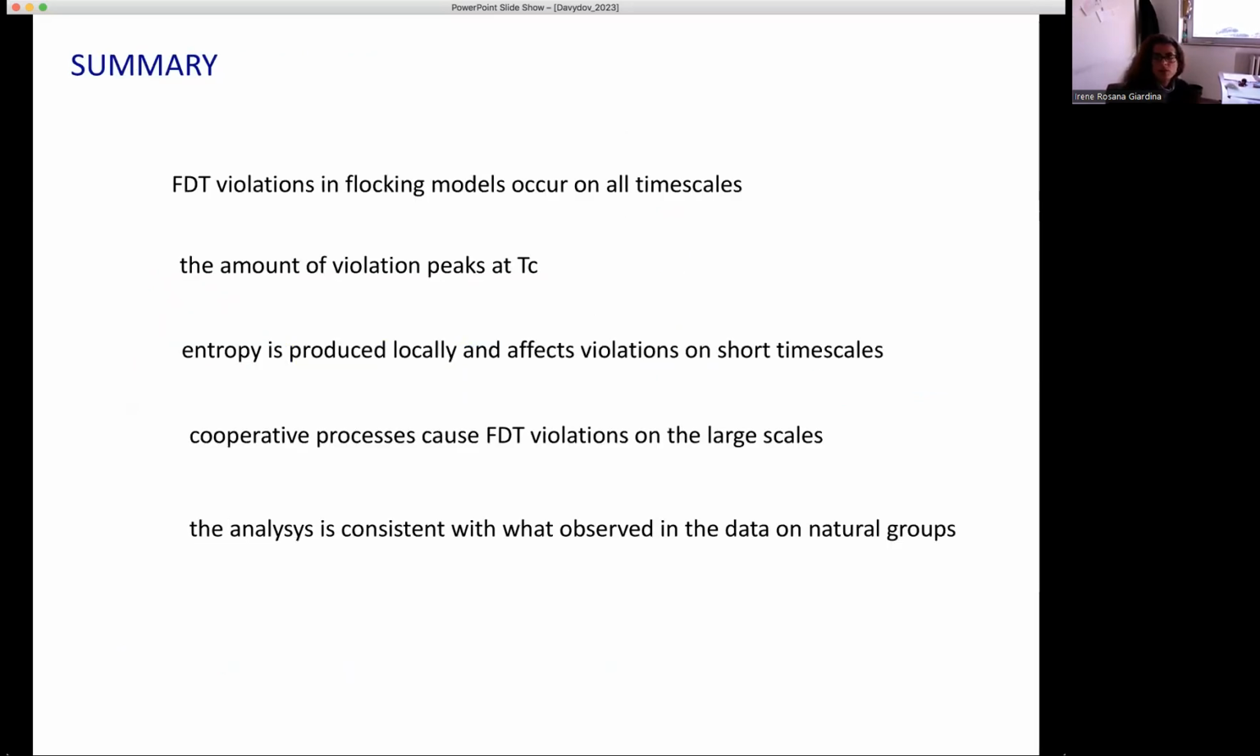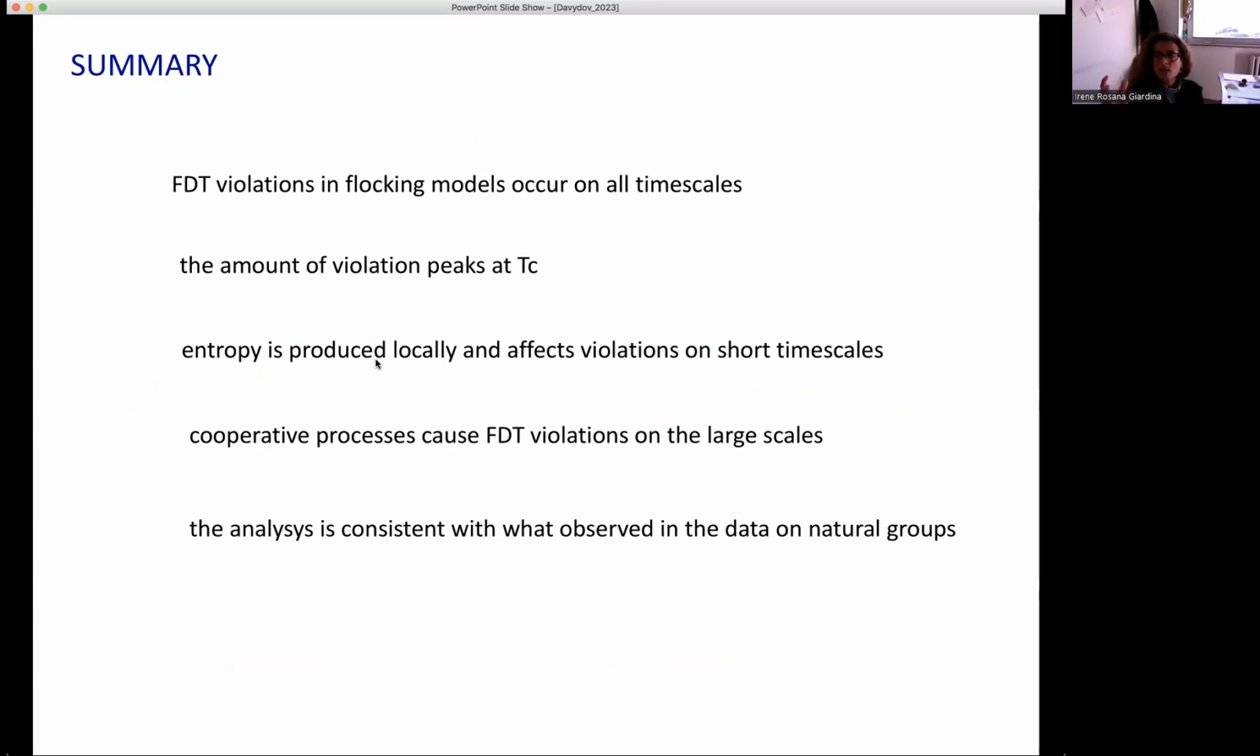Okay, so to summarize, because my time is up, what I've been telling you is that I've been looking at violations of equilibrium properties of the response behavior of the system in very simple models, and I've shown you that these violations occur on all time scales, and that the global amount of this violation peaks at TC.